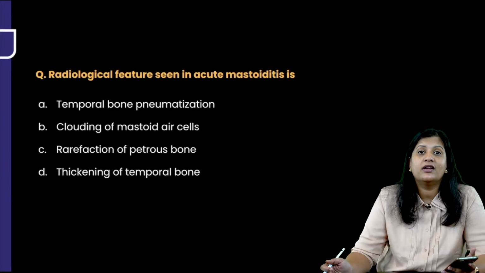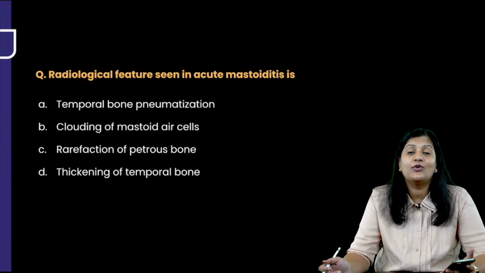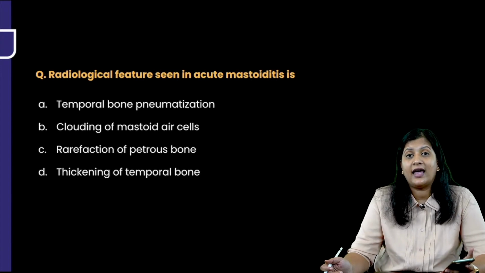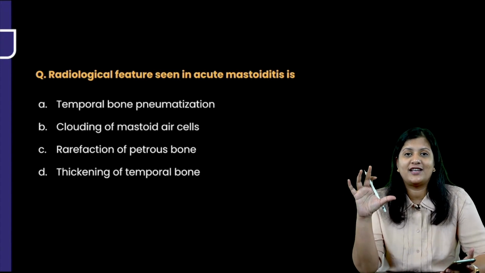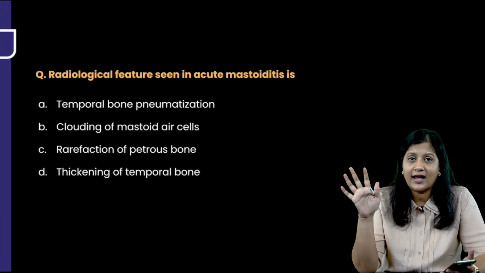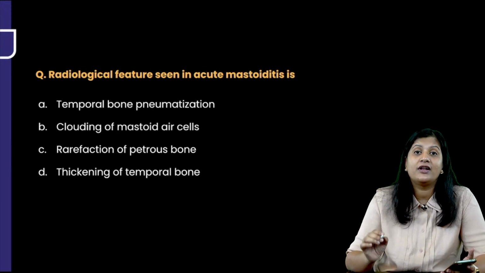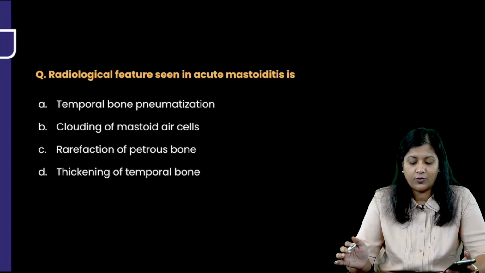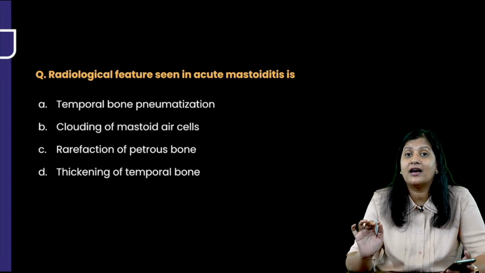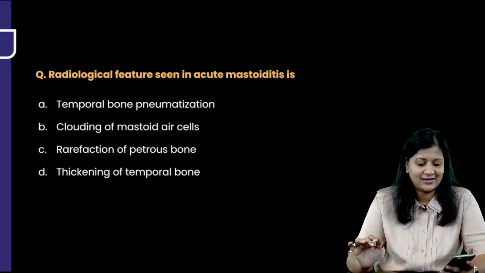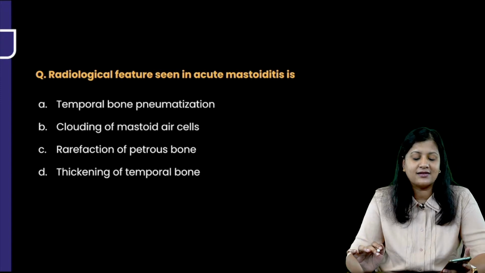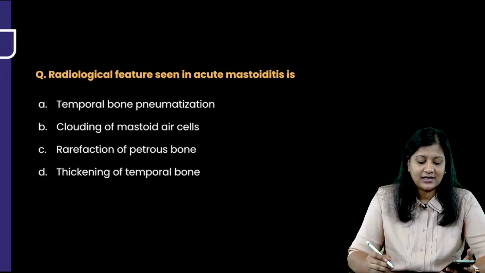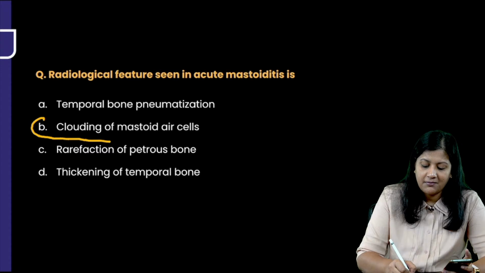Okay, so now let's go to the radiological feature that you see in acute mastoiditis. What feature is there on X-ray or a CT scan of a patient with mastoiditis? Will you see only the pneumatization pattern of the temporal bone? Will you see clouding of the mastoid air cells? Will you see rarefaction of the petrous bone, or thickening of the temporal bone? Here I think there is no ambiguity, everyone is answering very correctly. So the correct answer is B, which is clouding of the mastoid air cells.